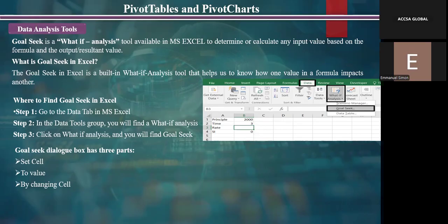So where to find goal seek in Excel? Step one, go to the data tab in the Excel sheet. Now in the data tools group, you will find what if analysis. Now click on what if analysis and you will see goal seek. Now the goal seek dialog box has three parts. Now we have the set cell, to value, and then the changing cell. So how does that work?